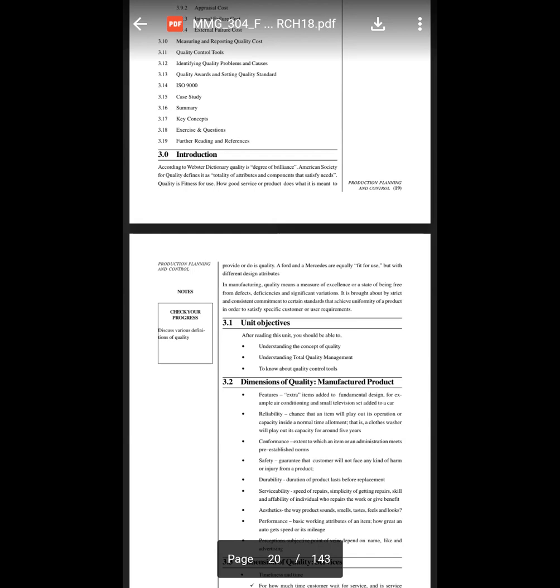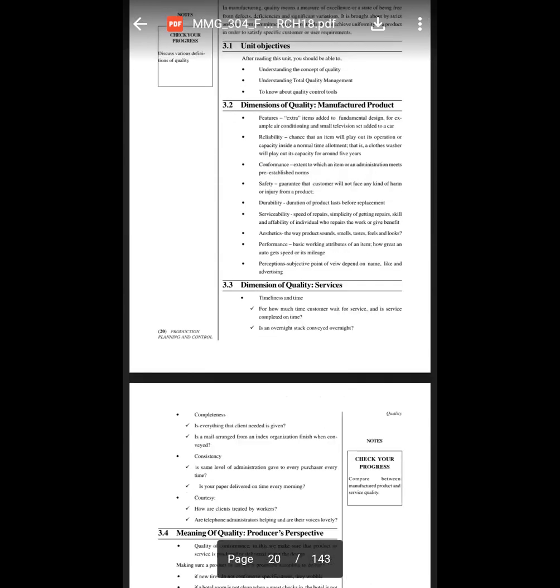Now, dimensions of quality. Features: extra items added to the fundamental design, for example air conditioning and a small television setup added to the car. Reliability: the chance that the item will perform its operation or capacity within the normal time allotment, for example a washing machine will perform for around 5 years. Now they have given certain examples. These are the examples of manufactured products with the dimensions of quality.